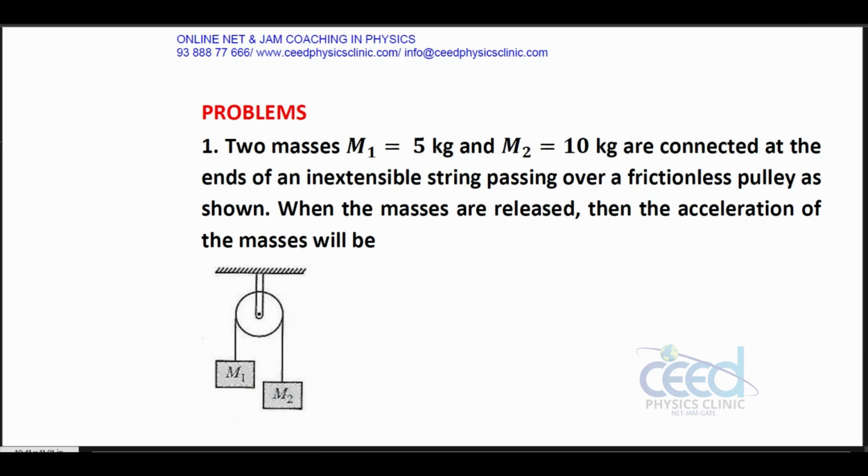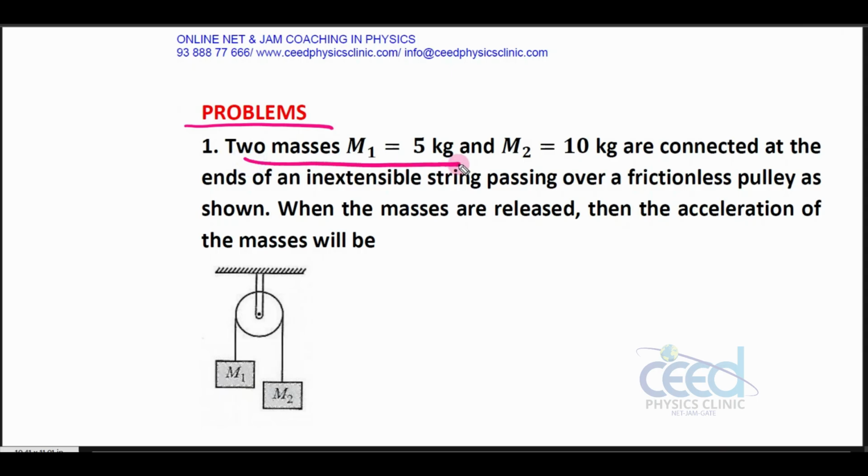Here, last class we have seen what is Newtonian mechanics, and how to draw a free body diagram to find the acceleration of a body. That is all we saw. And first problem, here one problem is given.